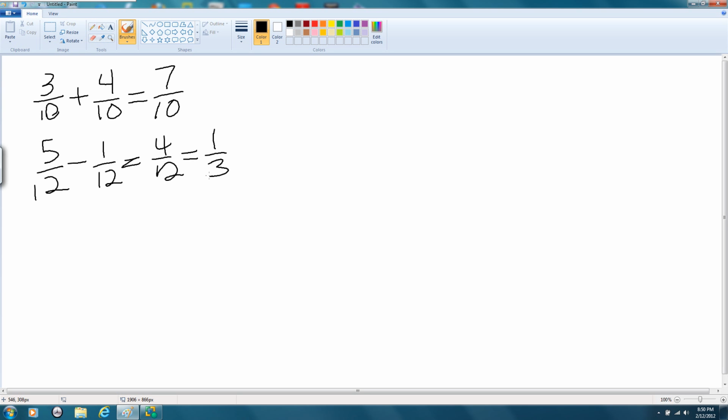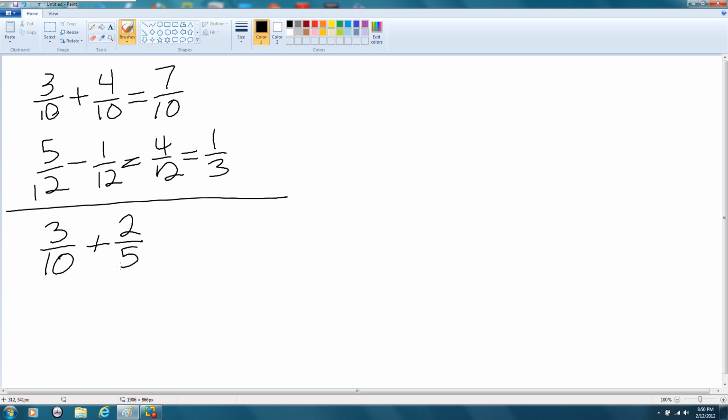Now, the tougher part is if I have different denominators. So let's say, I'm going to draw a line here, a new section here. Let's say I have 3/10 plus 2/5. Well, those are different denominators, and those are different size slices of the pie, so to speak.